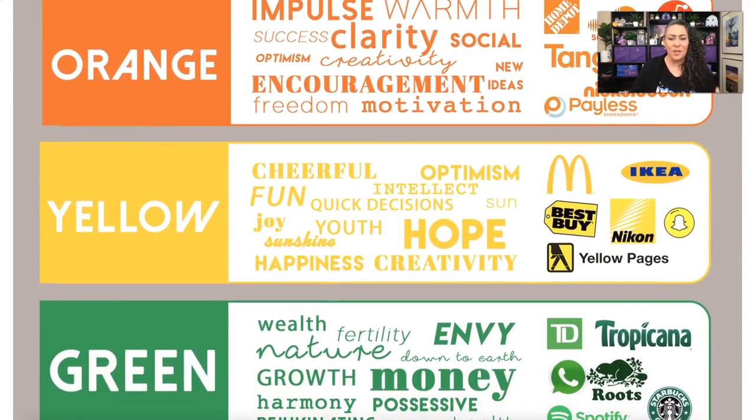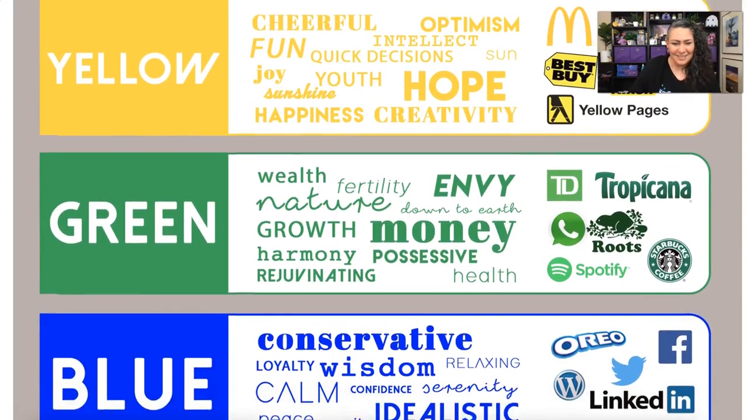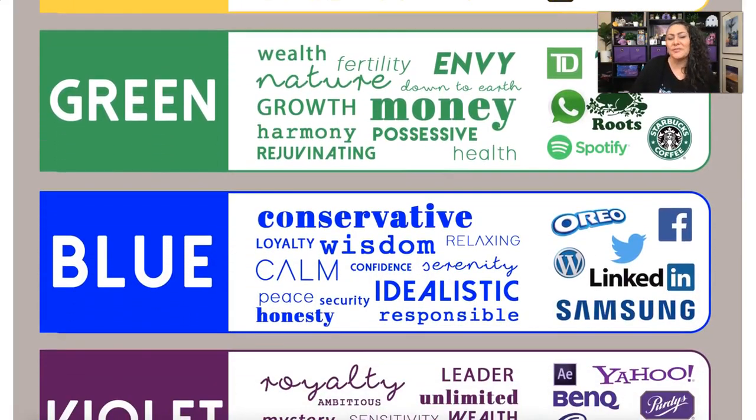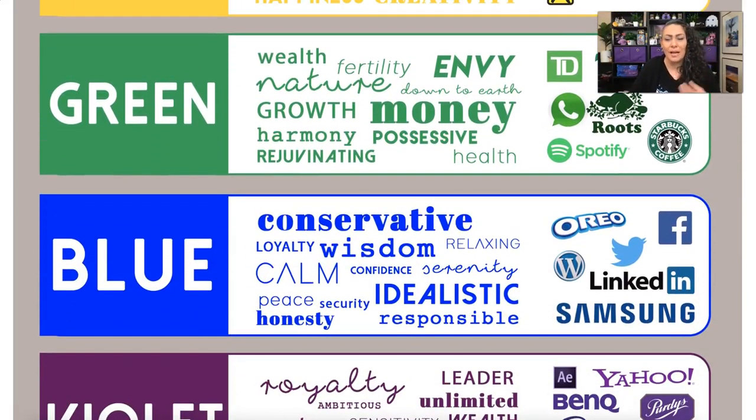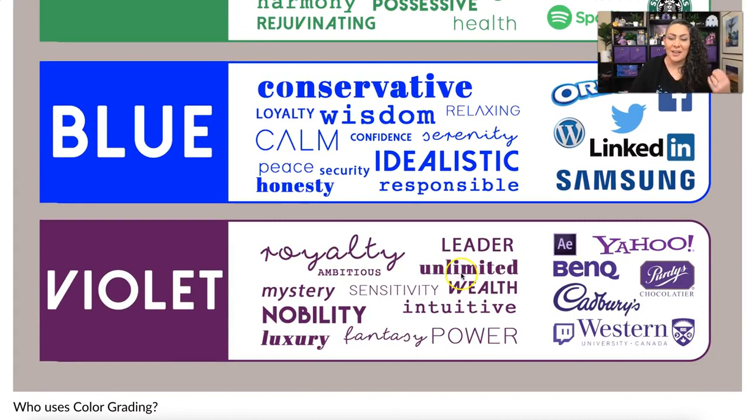Yellow: cheerful, fun, hope. Green: wealth, nature, fertility, harmony. Blue: conservative, wisdom, calm, idealistic, responsible. Violet: royalty, wealth, nobility, luxury.